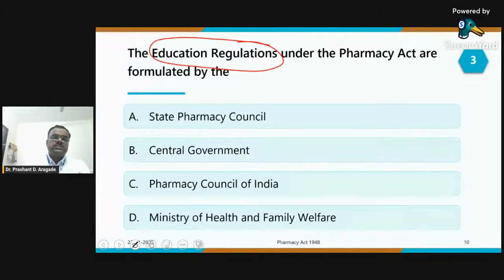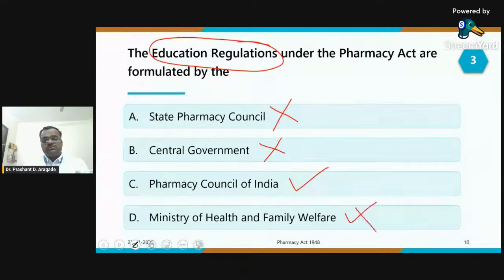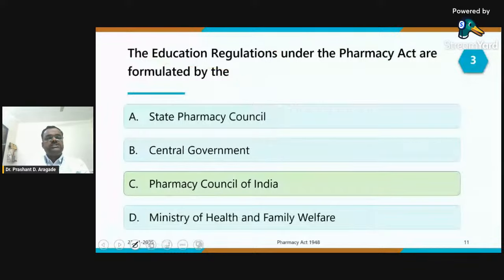No, the State Pharmacy Council does not have the power to formulate the education regulations. The central government? No, the central government doesn't have the power either. The Pharmacy Council of India, also called the Central Council, yes, the PCI has the power to formulate the education regulations. And the Ministry of Health and Family Welfare has the power to regulate the PCI, but doesn't have the power to formulate the education regulations. So the ER is formulated by the Pharmacy Council of India.